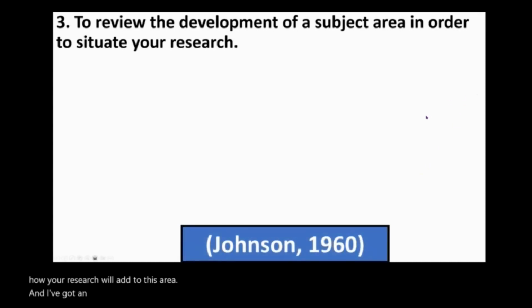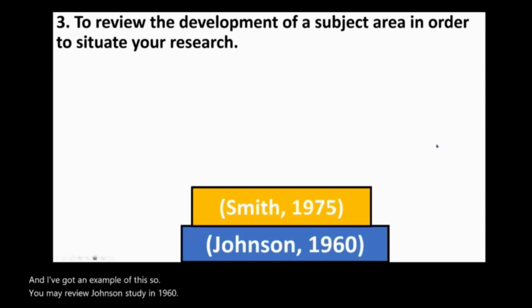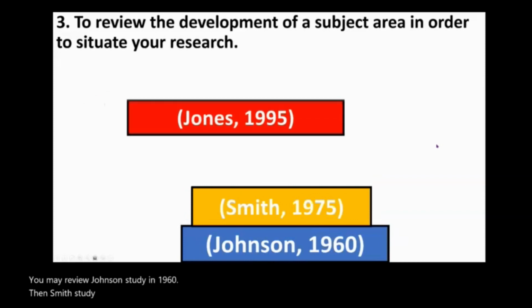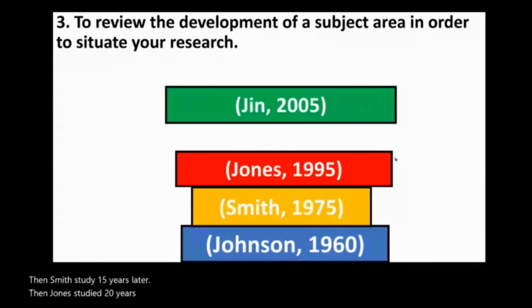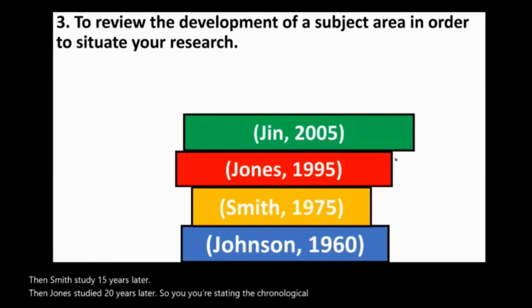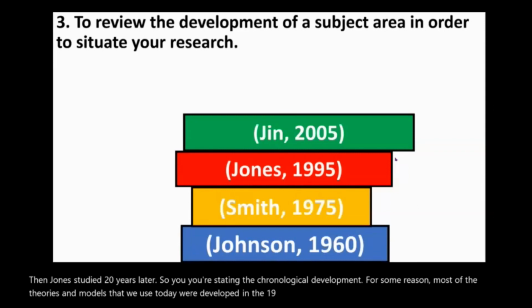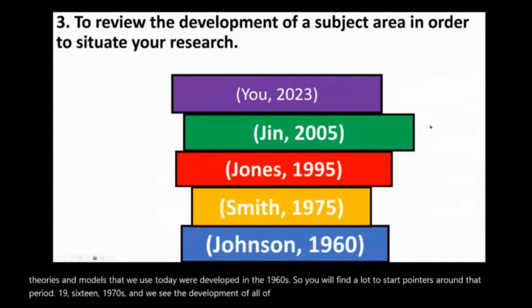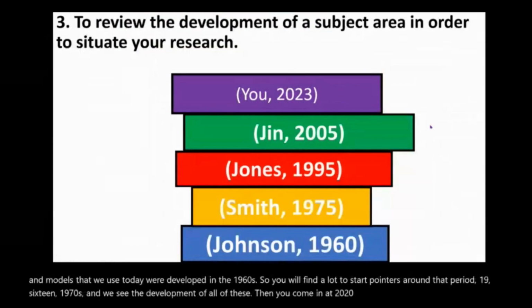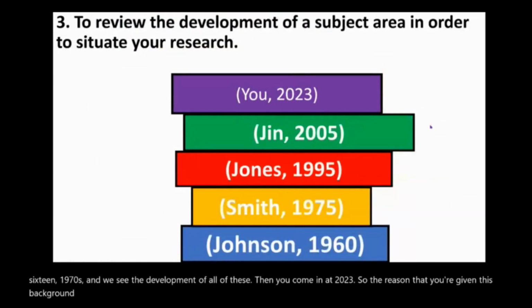For example, you start in 1960. For some reason, most models and theories were developed in this time period. So Johnson's study in 1960. Then you discuss Smith's influential study in 1975. Then 20 years later, Jones's monumental study in 1995. Then you discuss Gin's 2005 model, which continues to impact and influence the literature. So you discuss everything that came before you. Then finally, you bring the icing on top of the cake, your study in 2023. You've come to add to what came before you.